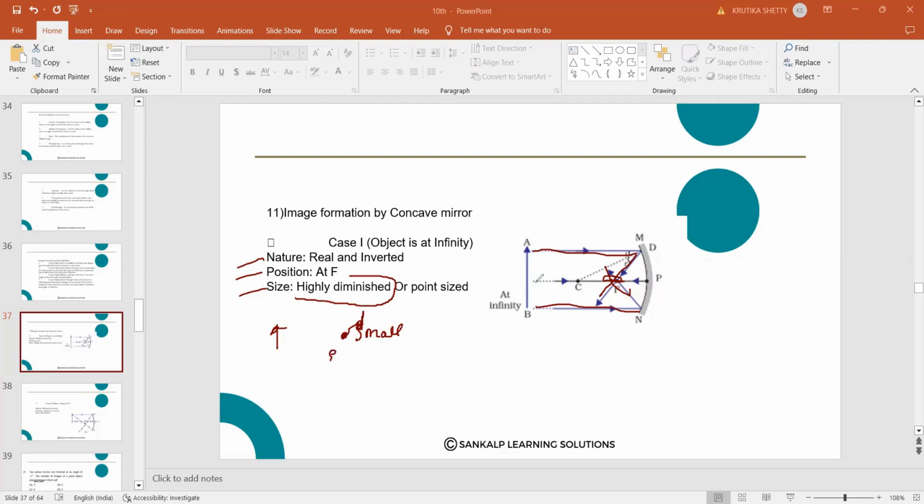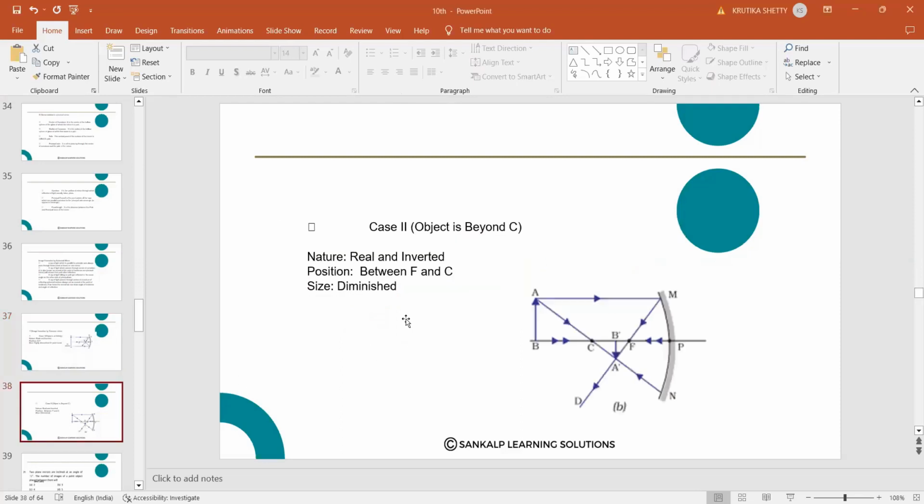So the object is at infinity and the image is formed at the focus. Which two rays are you considering? The rays which are parallel to the principal axis, after reflection passing through the focus. Remember the nature here. The image formed is real and inverted. The image formed is at the focus, with a point sized object and a point sized image. This is the first case. Then the second one.